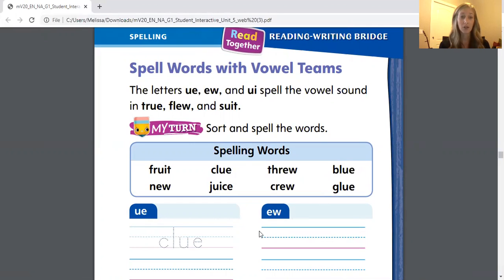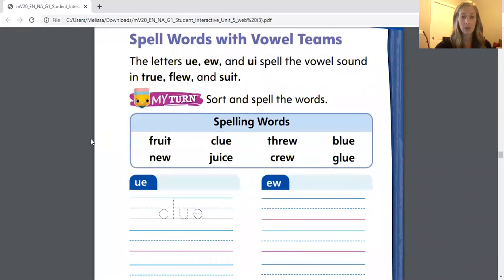So we talked about that ooh sound earlier this week using the letters U-E, E-W, and U-I. And we see those letters combined to make that ooh sound in the words true, flew, and suit. Now our spelling words for the week are fruit, new, clue, juice, through, crew, blue, and glue. And all of these words use either the UE, the EW, or the UI to make the OO sound.